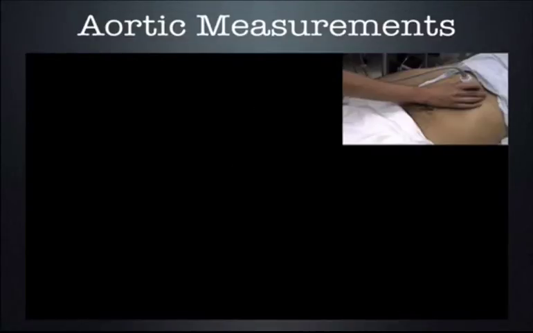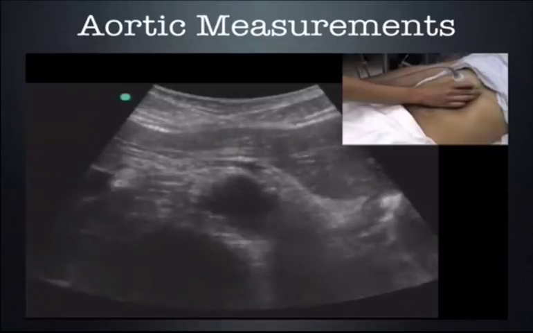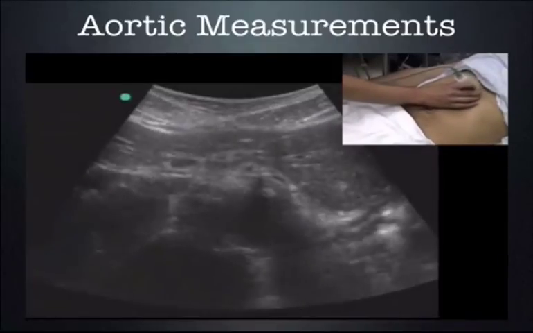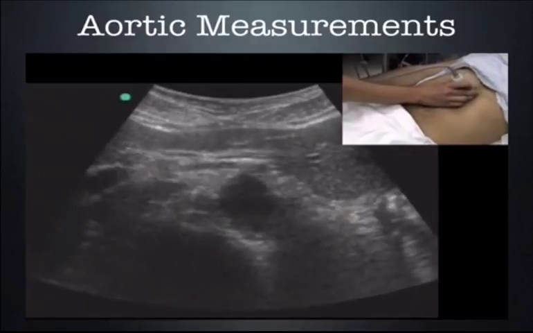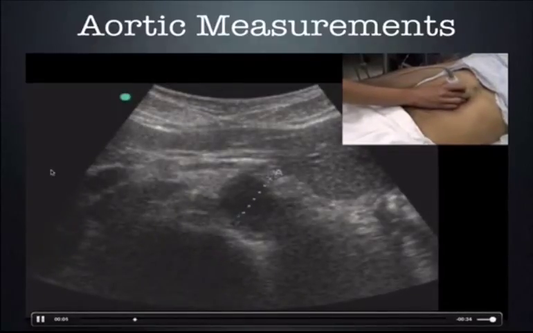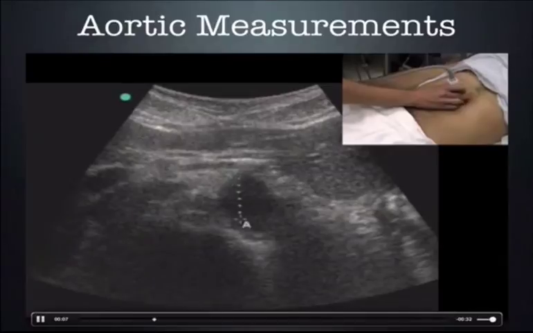Here's an example of how to make your formal measurements of the aorta, largely for documentation purposes. Again, you're going to start with the probe in the transverse plane in the epigastrium, with the probe indicator pointing to the patient's right. You start off by identifying the anterior cortex of the vertebral body, and you will then notice an anechoic structure just to the patient's left of the midline. This is the aorta. Once you've identified this, you'll place your measurement.